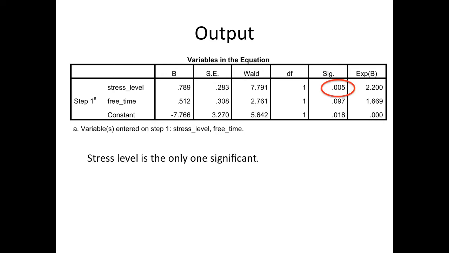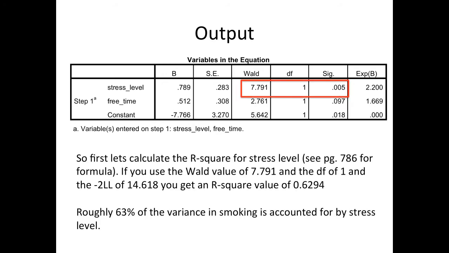You probably notice right away that stress level is the only one that's significant. So that significance value that's circled there in red is less than 0.05. So we get to jump up and down, do a little happy dance, and then now comes the time to interpret it. So let's focus on stress level right now. Looking at stress level, we have the Wald value, the degrees of freedom, and significance. Actually, the Wald and degrees of freedom are the two values, in addition to that value I told you to write down, the -2 log likelihood, to calculate R squared.